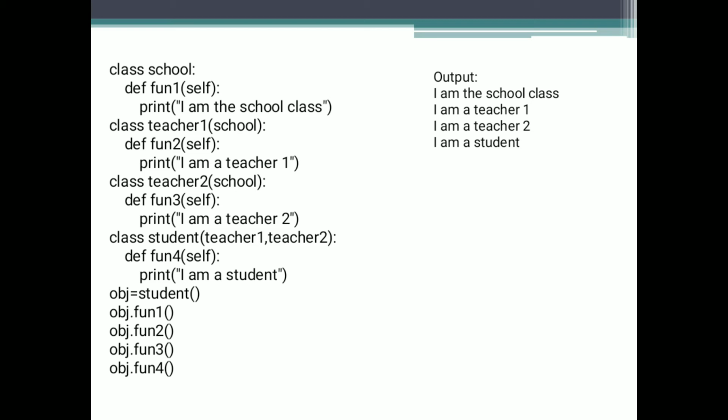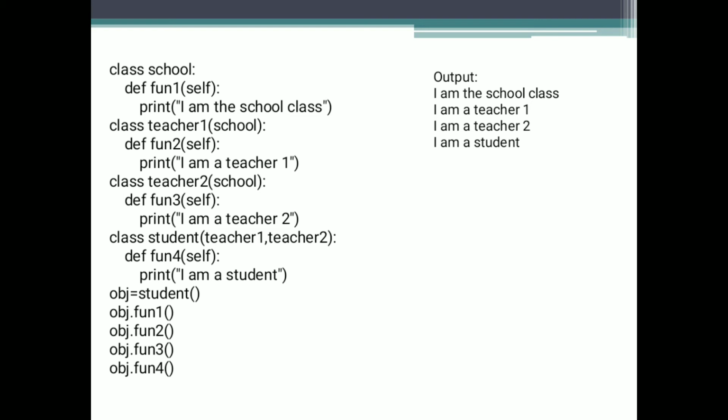The second class teacher 1 is inherited from school class. It contains one method fun2 and it will print I am a teacher 1. In the similar way, we create another class, that is teacher 2. It is also inherited from school class and it contains a method fun3 and this will print I am a teacher 2. Class student is being inherited from teacher 1 and teacher 2. The student class contains a method fun4 and it will print I am a student.